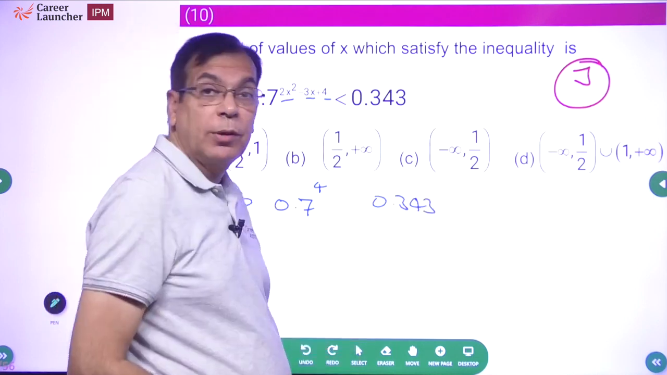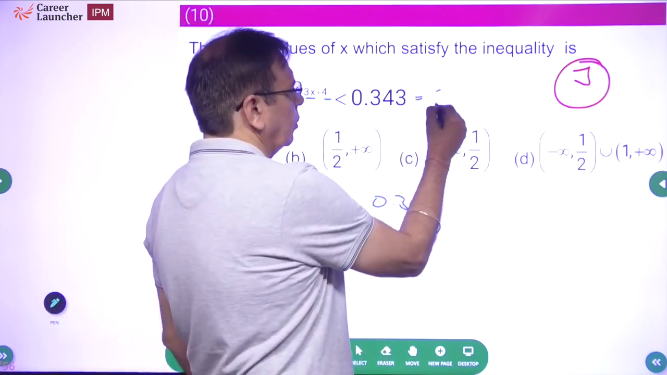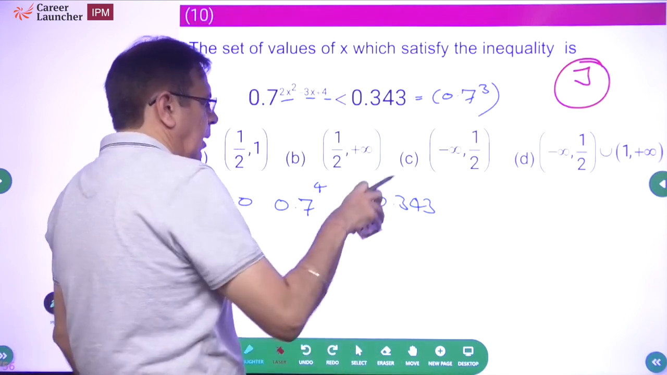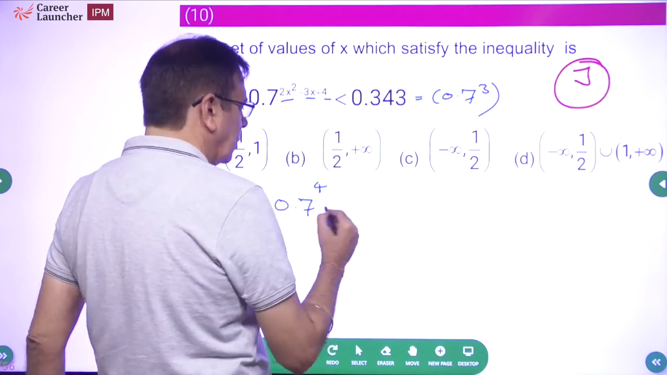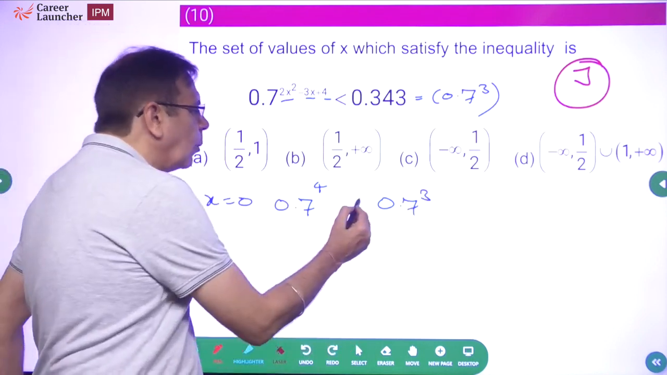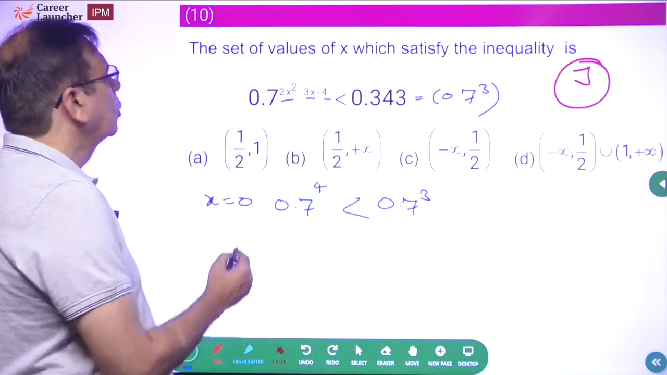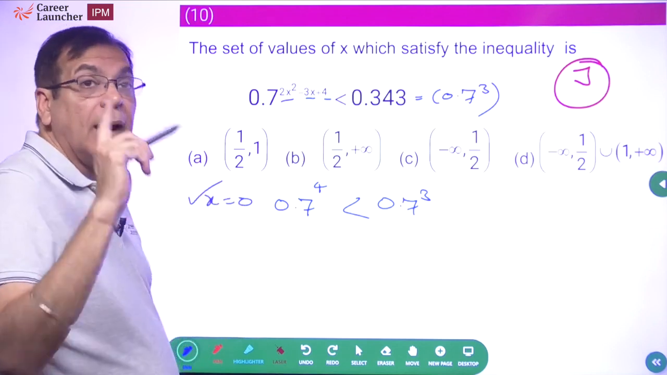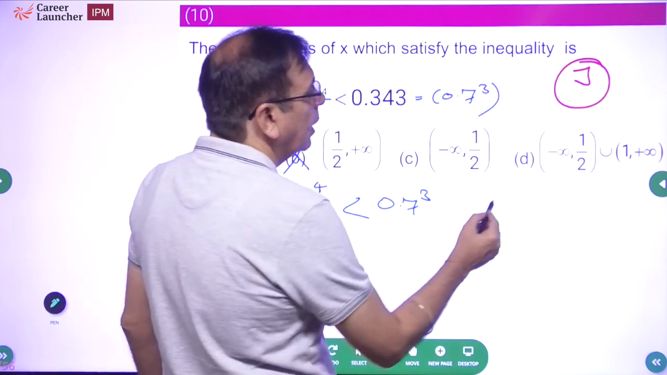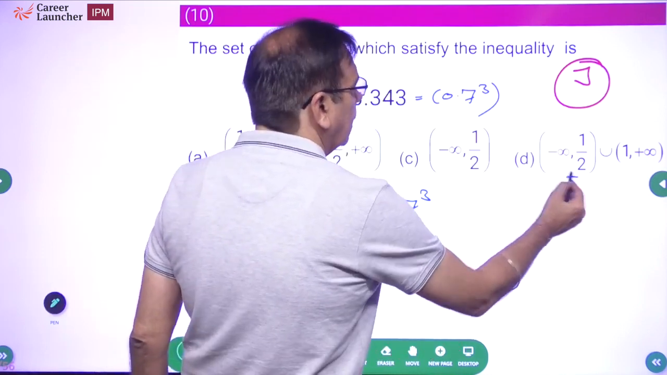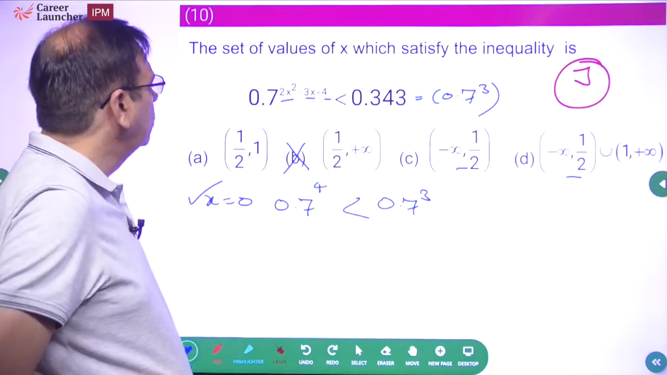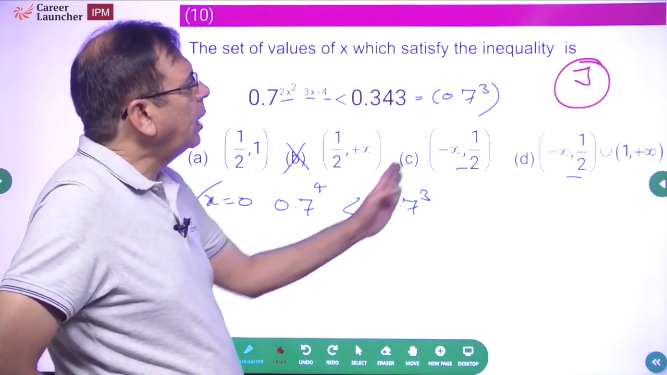And what is 7 cube? 7 cube is 343. So this is 0.7 raised to power 3. At x equal to 0 we are getting 0.7 raised to power 4, which is obviously less than 0.7 raised to power 3. So x equal to 0 satisfies. My answer should contain x equal to 0. X equal to 0 is missing here, available here, and available here. What next should you do? Take another value.